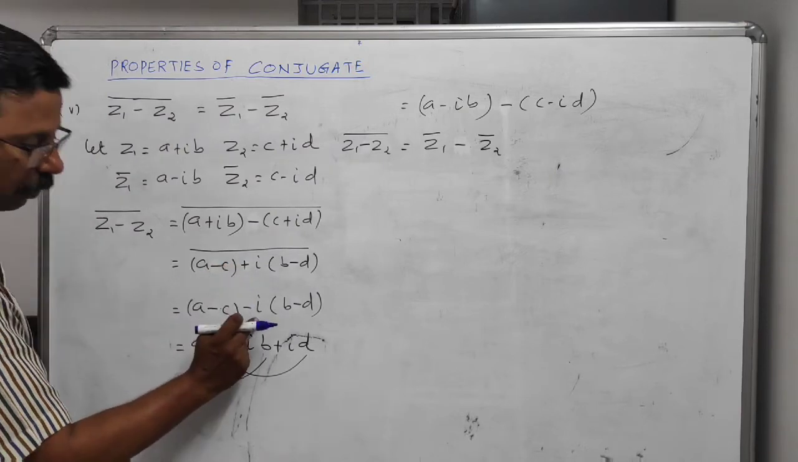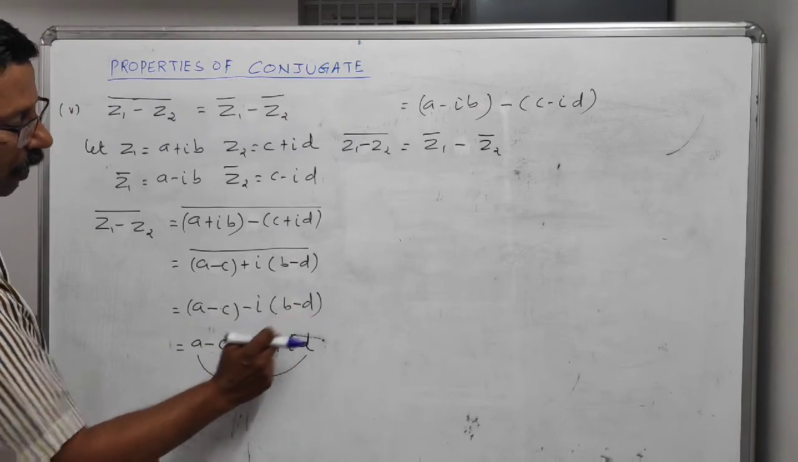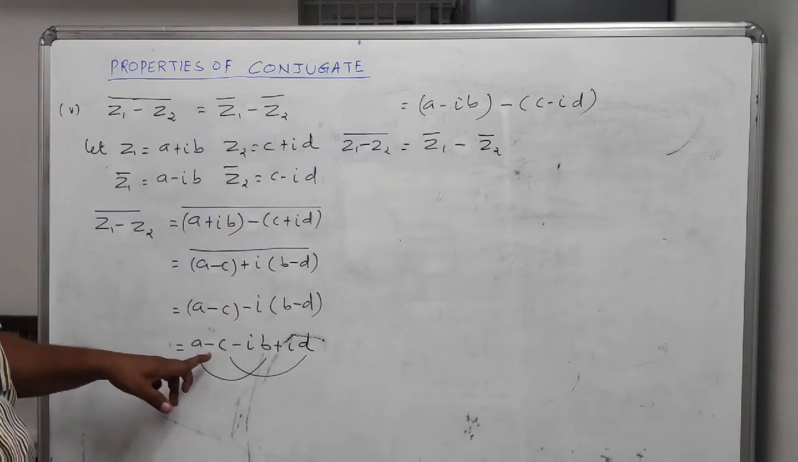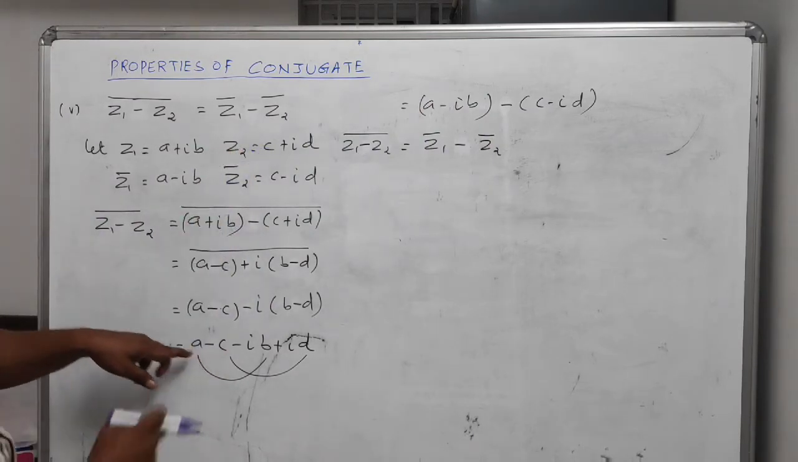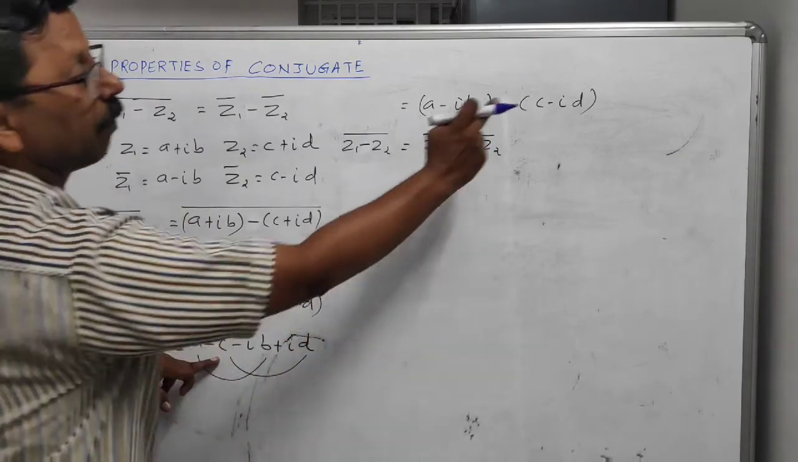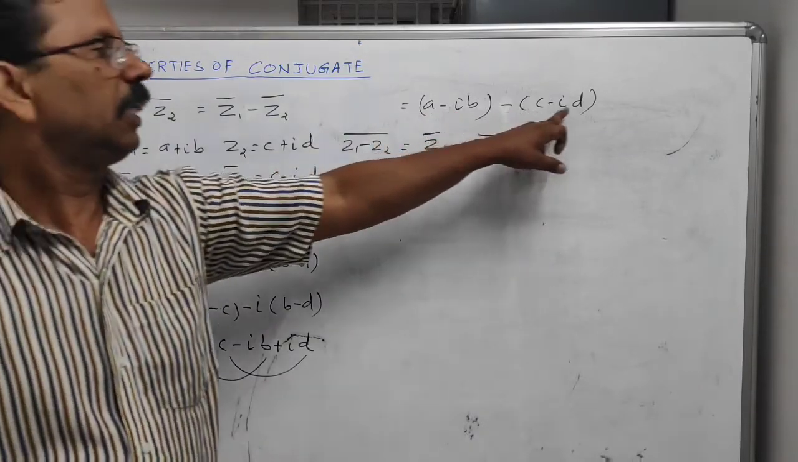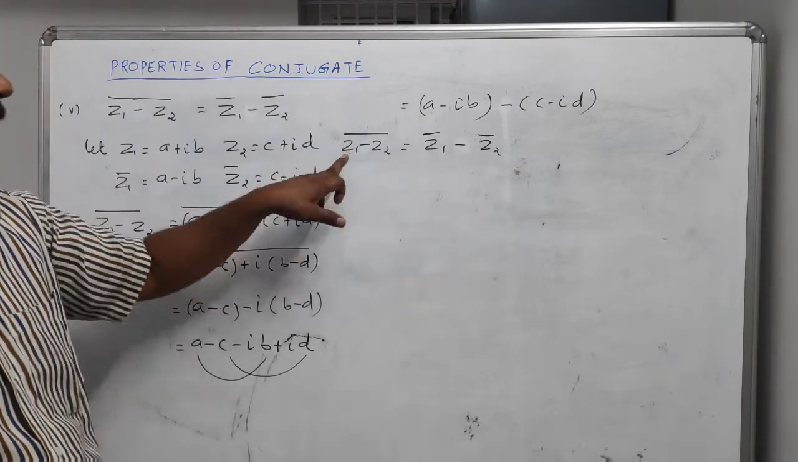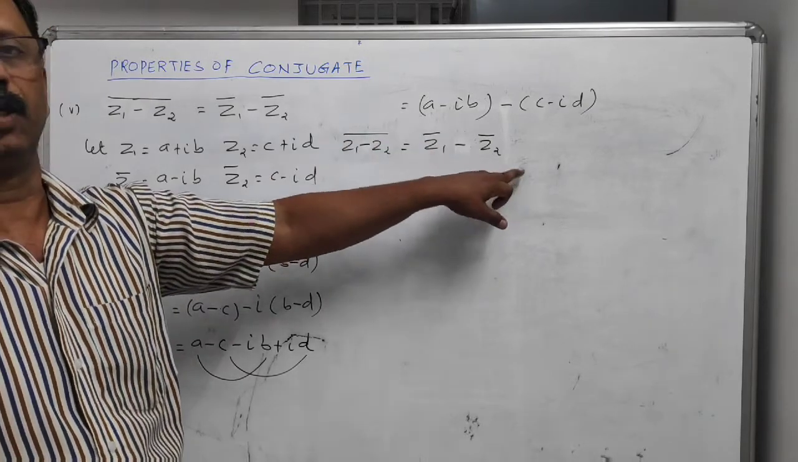Then the next step, you try to remove this bracket: A minus C minus iB plus iD. Again, you rearrange like this, A minus iB. See, this is minus C, we have plus C only, therefore you can take minus commonly outside here. Then you are getting C, my plus iD becomes a minus iD. Now this A minus iB is nothing but Z1 bar, C minus iD is nothing but Z2 bar. Therefore we can replace these things. Therefore we can say Z1 minus Z2 whole bar is equal to Z1 bar minus Z2 bar.